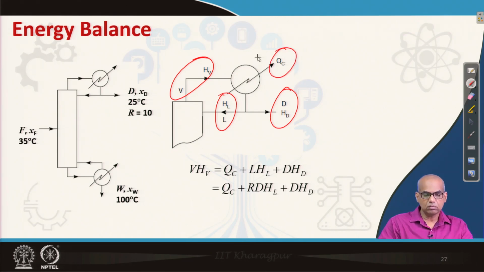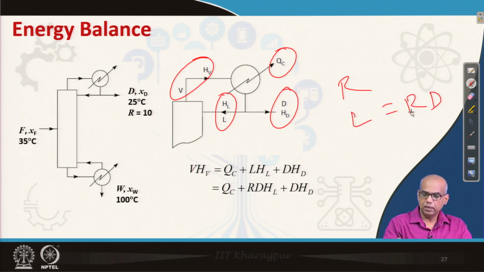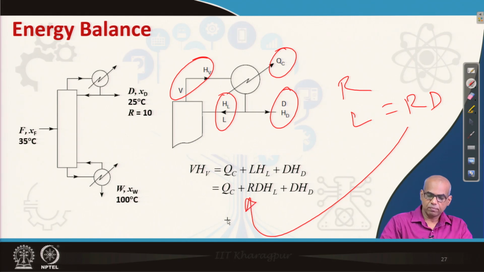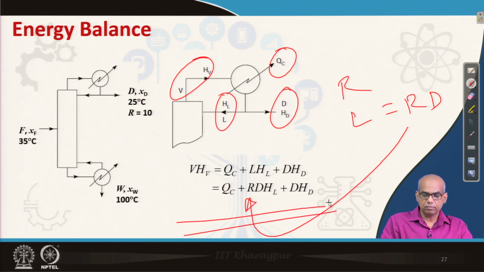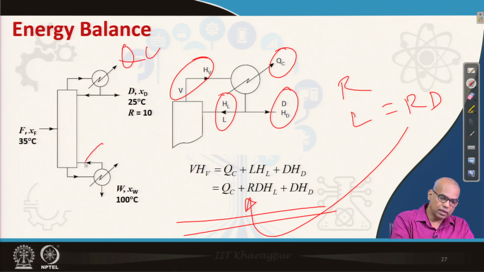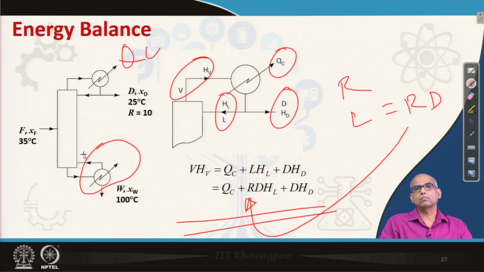Now, reflux ratio is R. So, you can use L equal to RD and can substitute here. So, this will allow you to compute say QC. Similarly, you can write energy balance around this envelope. You can also take an envelope around the entire distillation column and can write energy balance equation.